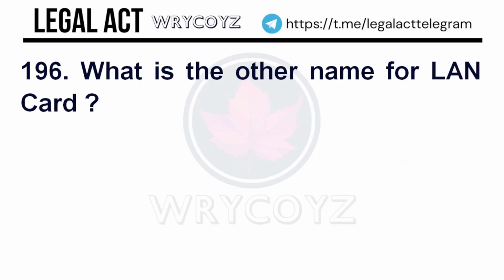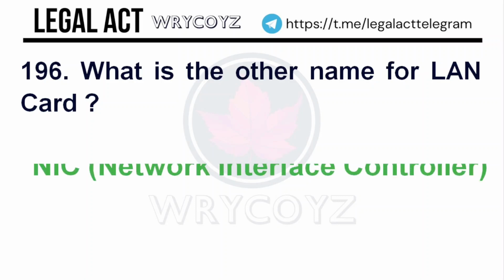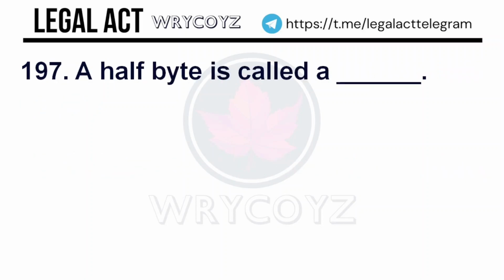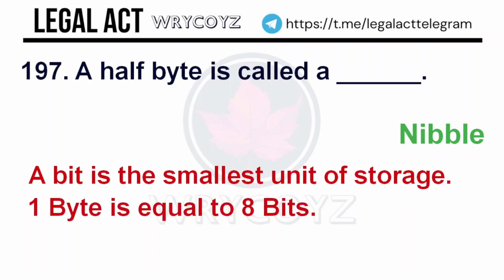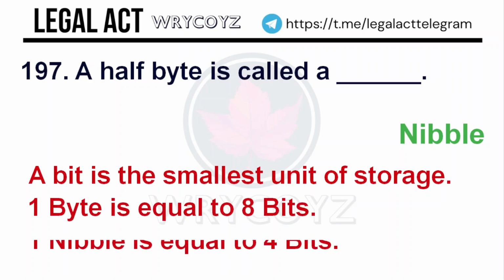196. What is the other name for LAN card? The answer is NIC, that is Network Interface Controller. 197. A half byte is called a dash. The answer is nibble. A bit is the smallest unit of storage. 1 byte is equal to 8 bits and 1 nibble is equal to 4 bits.